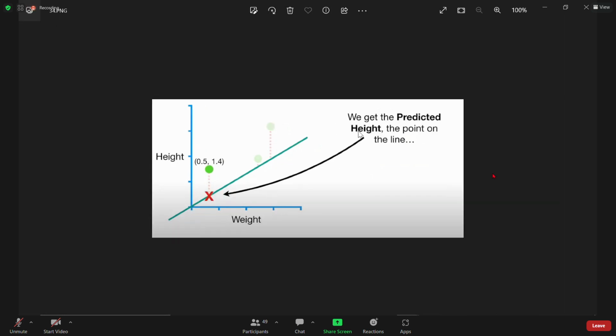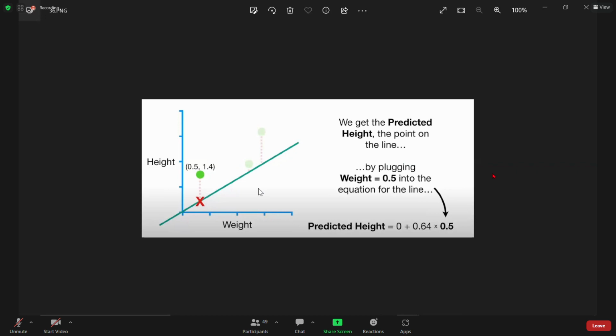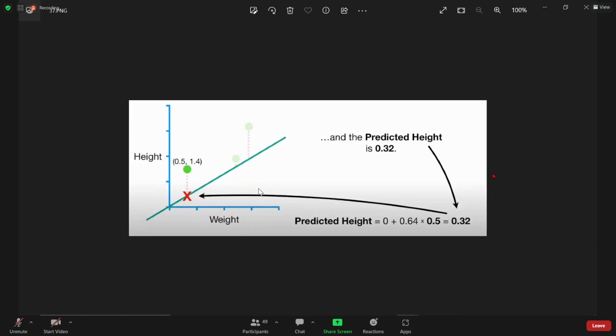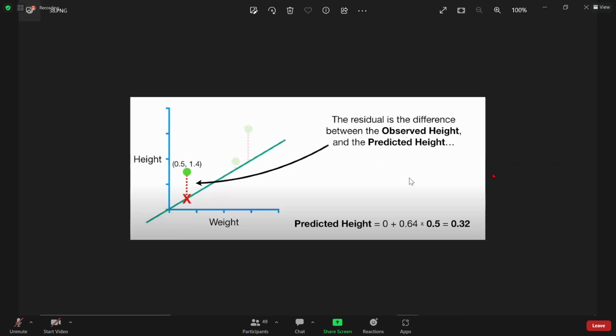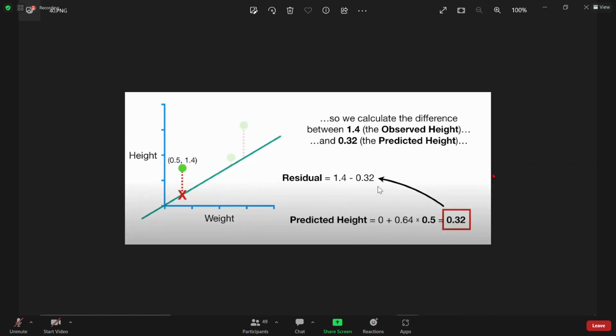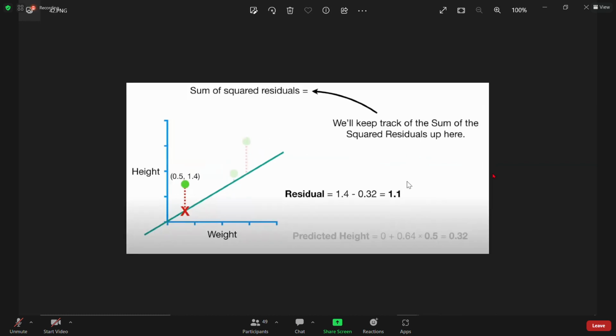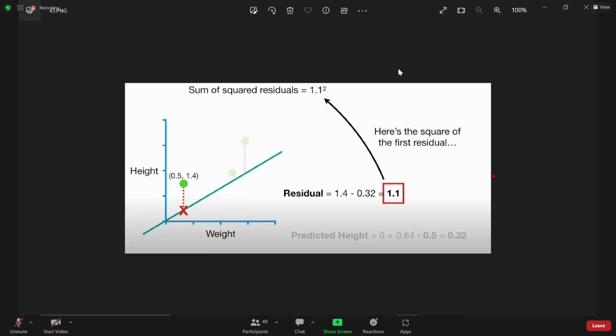Now the next step is we get the predicted height on the point of the line. So how do you find the predicted height? Predicted height equals mx plus c. So c is 0, m is 0.64 and weight is 0.5. When we plug in all those things, what is the predicted height, guys? 0.32. What is the residual? Observed height minus predicted height. So 1.4 minus 0.32, then we get 1.1 whole square. So far we computed with one data point.